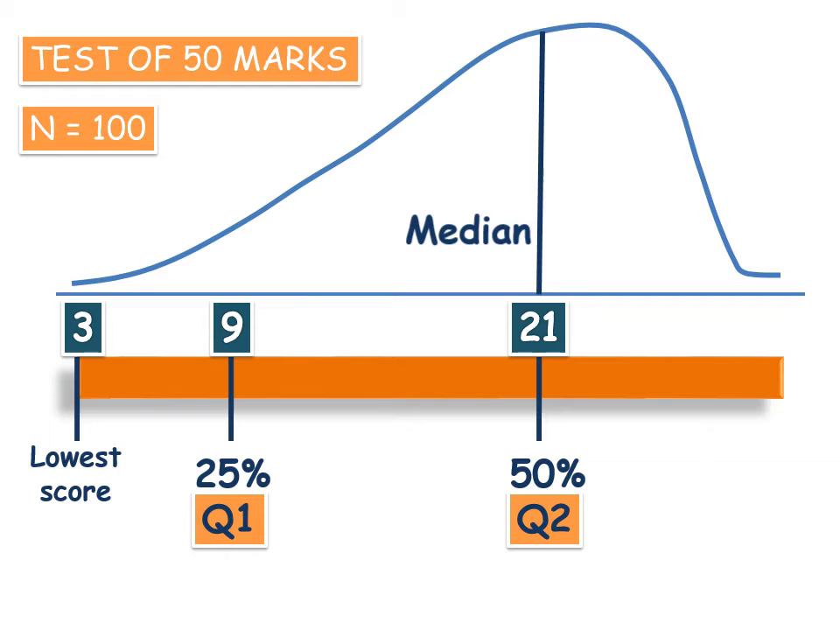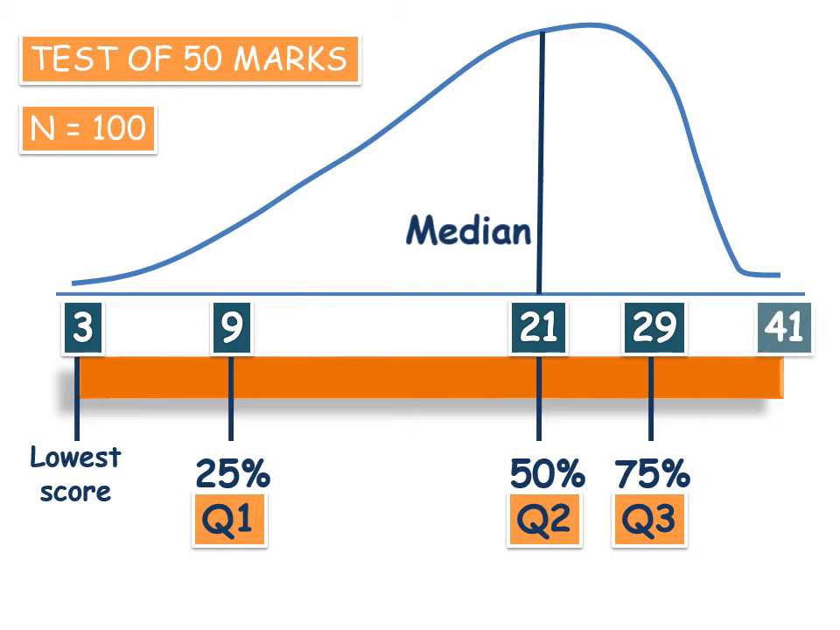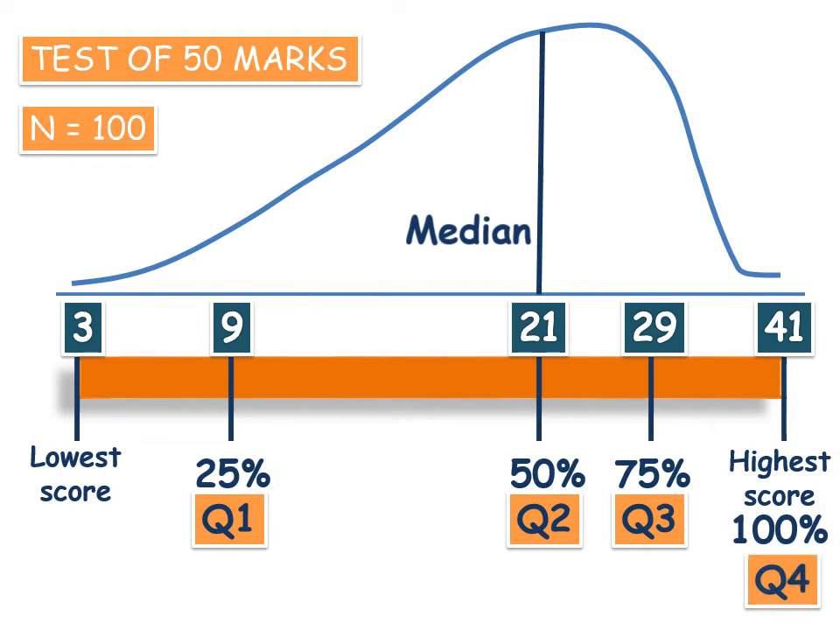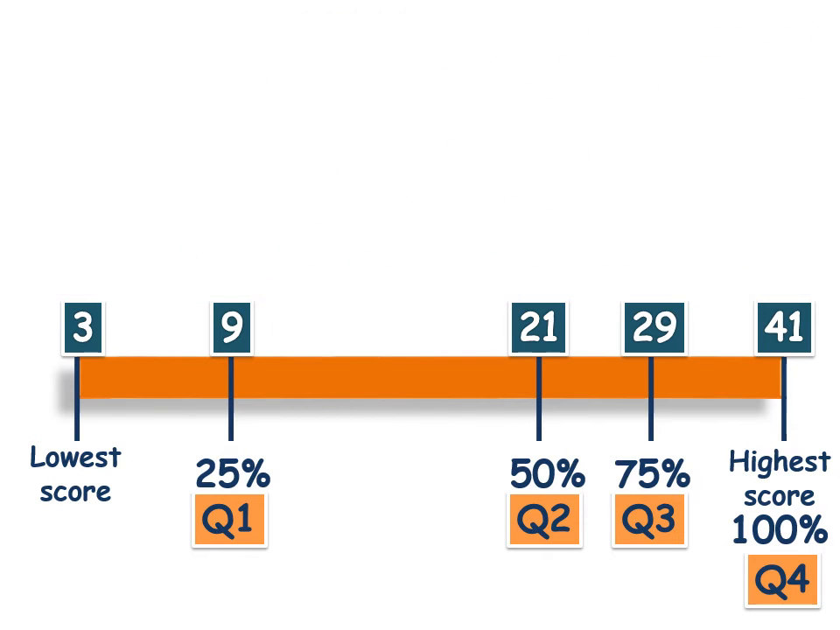So 50% below the median. As you move ahead and you reach the score of 29, you find that again 25% of the students fall between 21 and 29. So this is the third set of 25%. This would be known as Q3, and you would have a certain highest score wherein the entire 100% of the population is covered. So you have 4 quartiles, as they are called: Q1, Q2, Q3 and Q4.